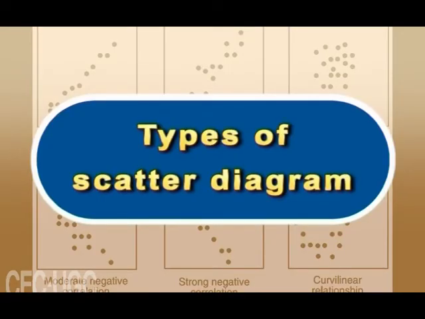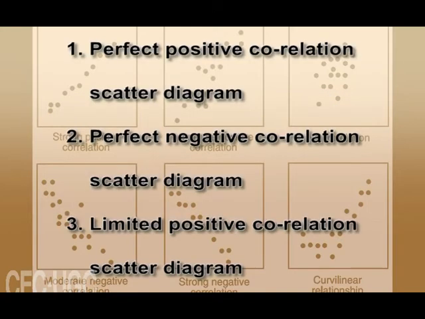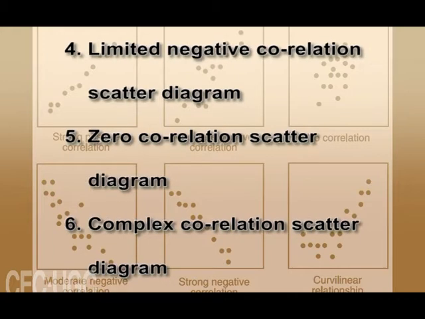Next, we move on to the types of scatter diagram. There are different types of scatter diagrams: perfect positive correlation scatter diagram, perfect negative correlation scatter diagram, limited positive correlation scatter diagram, limited negative correlation scatter diagram, zero correlation scatter diagram, and the last one is complex correlation scatter diagram. Next, we will go through them one by one.